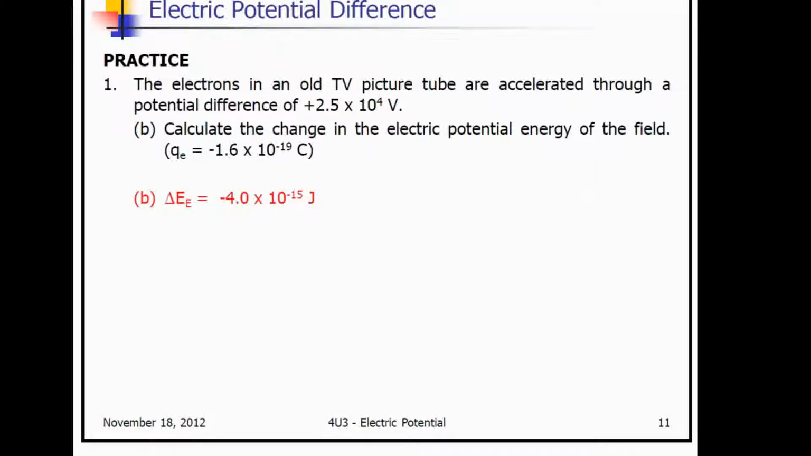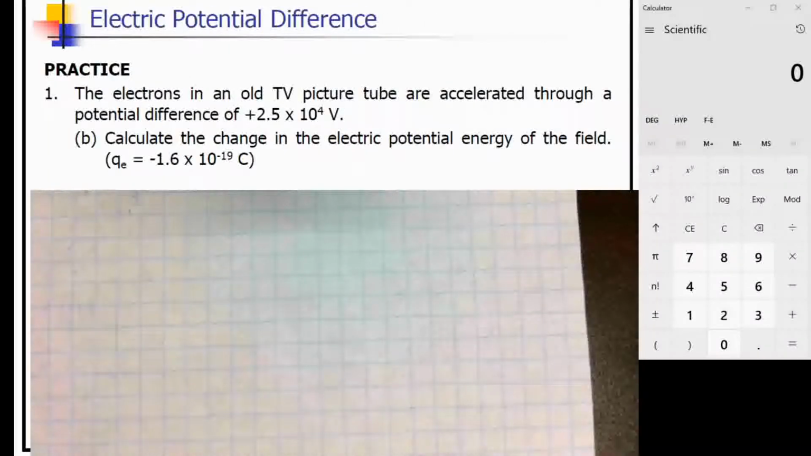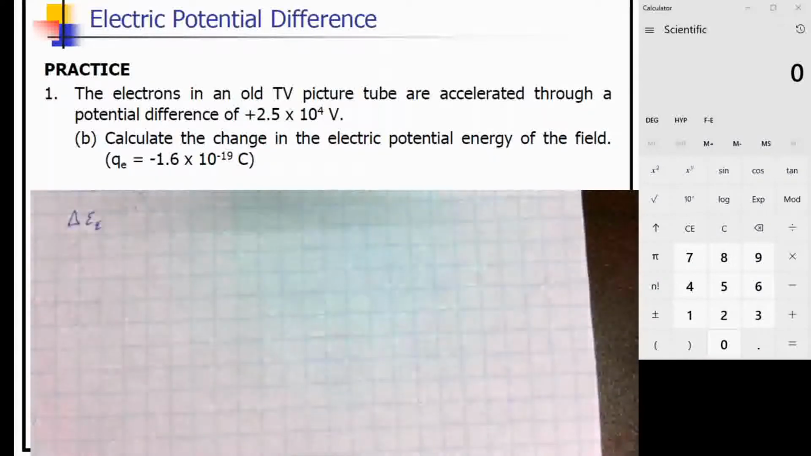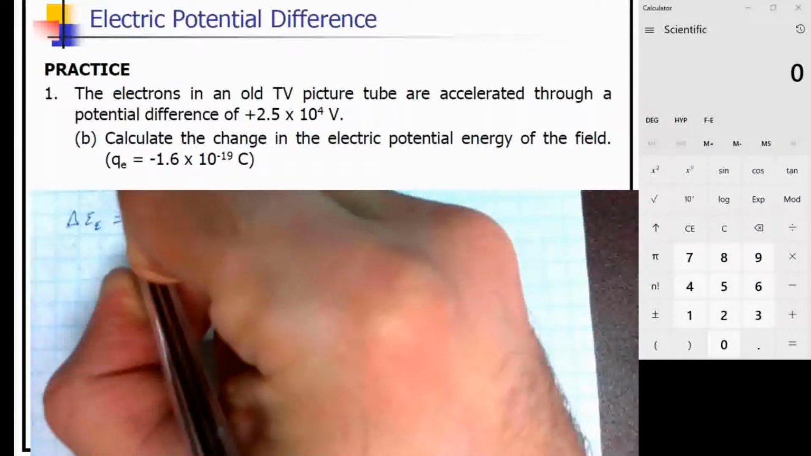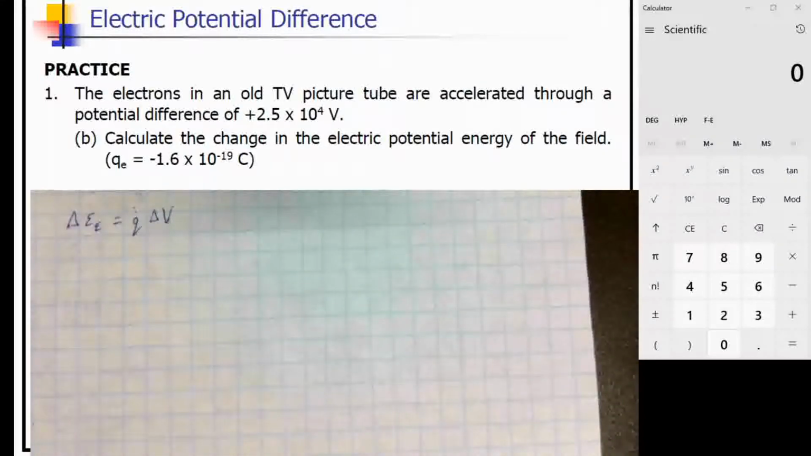And then when it asks us next to calculate the change in the electric potential energy of the field, it also lists the charge for an electron, which again is minus 1.6 times 10 to the negative 19 coulombs. We'll get into why that is such an important value soon. But let's look at how to solve this problem. So we're being asked to find the change in the electrical energy here. And the equation we would use, because we're given the voltage drop or the potential difference, is Q delta V.